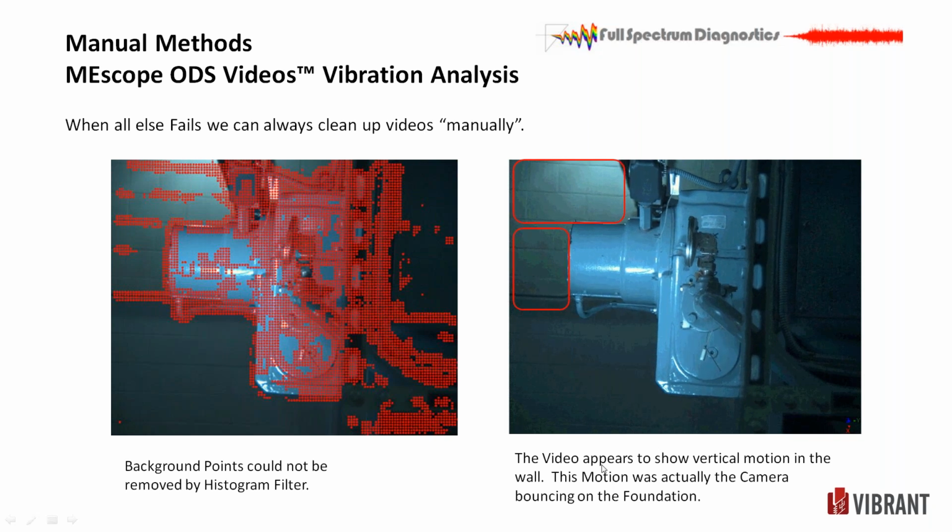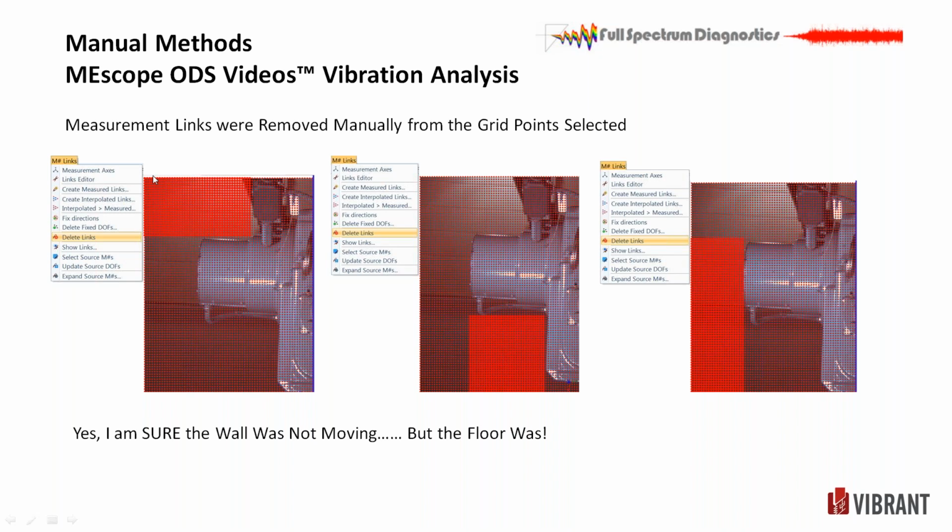What we can do is go in there and select points manually. So it's a grid work on the screen here, 26,000 grid points. The point spreadsheet inside of MEscope, I can go in, highlight an area I want to remove the links from, the video measurement links, go into the drop-down box and say delete links. So it's really easy to do. I did it in 3 blocks and got rid of all that background noise that was back here.